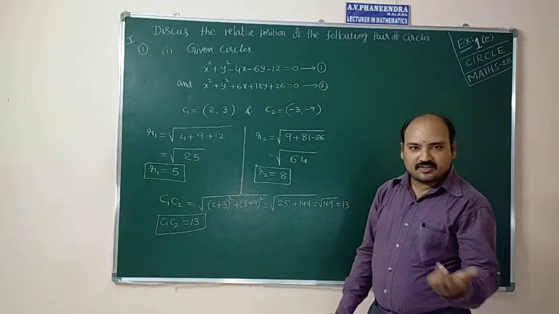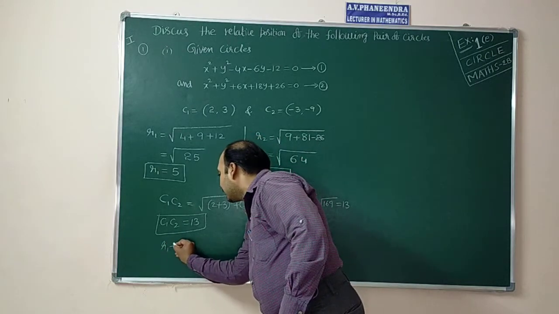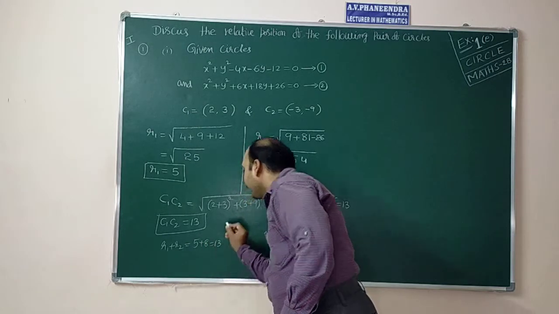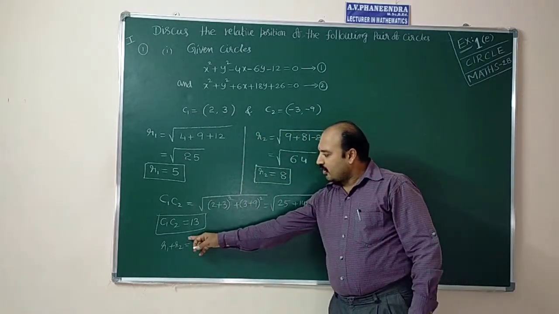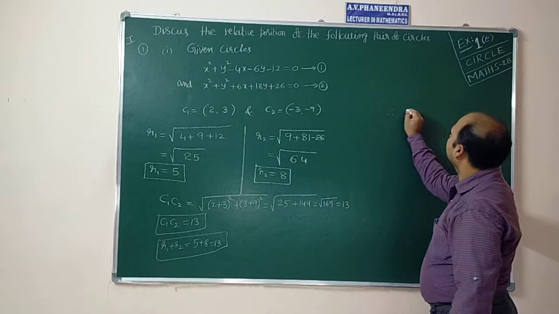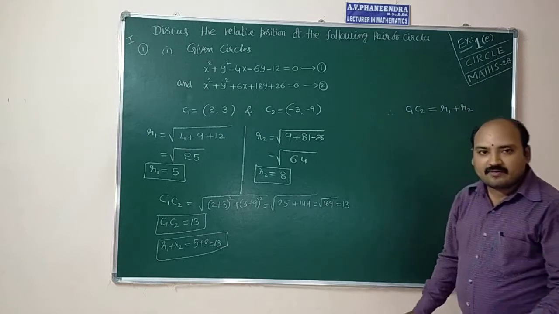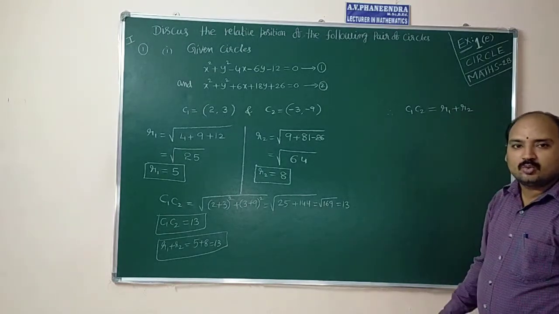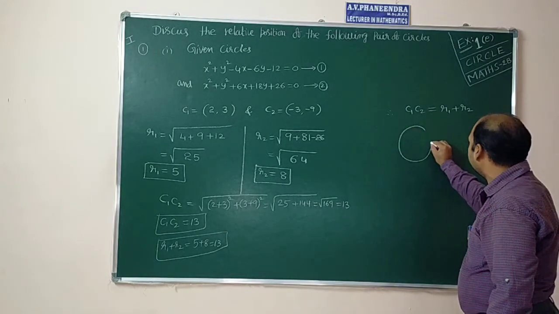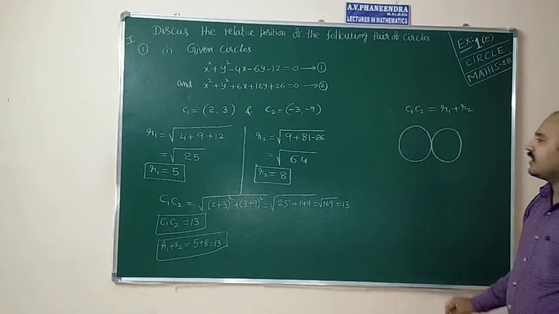After getting the values of C1C2, R1 and R2, calculate the sum of the radii and the difference of the radii. R1 plus R2 equal to 5 plus 8 equal to 13. By observing, R1 plus R2 is equal to C1C2. Therefore, C1C2 is equal to R1 plus R2. Whenever C1C2 is equal to R1 plus R2, the relative position of two circles will be like this. The two circles touch each other externally.